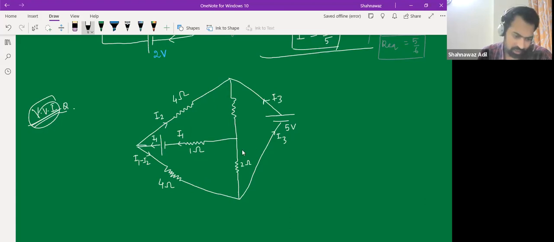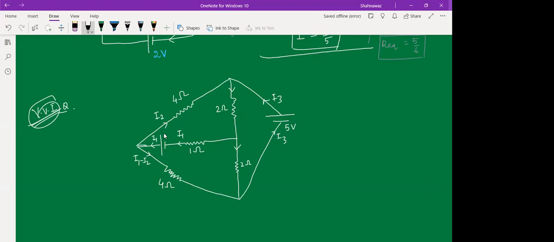So I3 is coming. Let me write the direction of this current in here. So this is 2 ohm, and this is again... So now we want, this is how much? This is 10. Sir, why is it I1 minus I2?